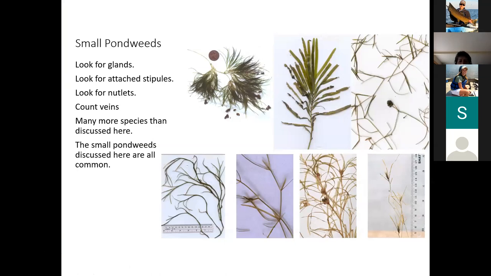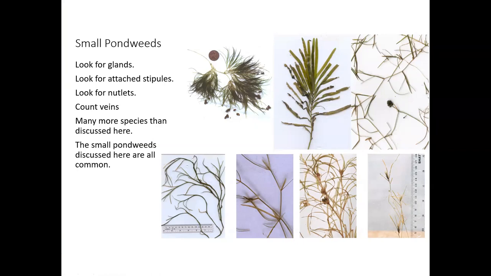Okay, so with these small pondweeds, the features that you need to check out are the ones that I talked about in the general introduction, and they're not featured as prominently in the large and medium-sized pondweeds. That includes the glands that have those little bumps on the sides of where the leaf leaves the stem. You have to look for attached stipules, and you have to look for nutlets, and you have to count the veins. There are quite a few more species that have these narrow leaves than are discussed here, but the ones that I am going to discuss here are all quite common. So really we've just left out the rarer ones. So hopefully that will be good.